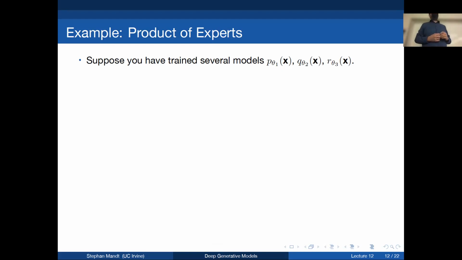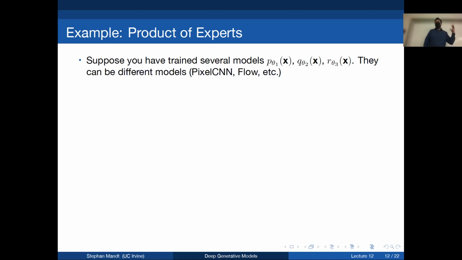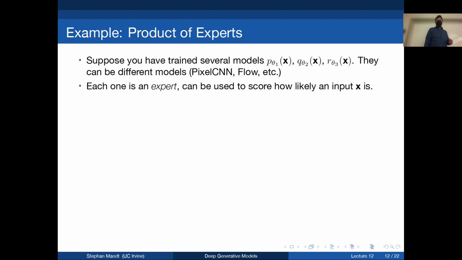So imagine you have three already trained models, P, Q, and R, and they have different parameters, θ1, θ2, and θ3, right? All of them are already trained models. For example, one could be a PixelCNN, another one could be a normalizing flow, and the third one could be a variational autoencoder or something like that. And each one is an expert that you're trusting in particular regions. And you want to aggregate these three different models into a combined model.